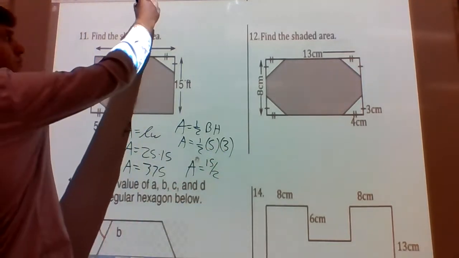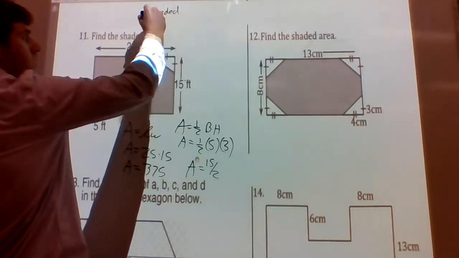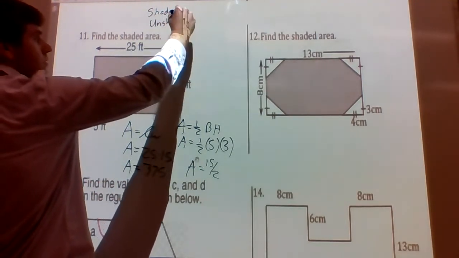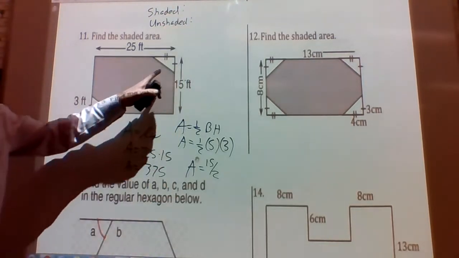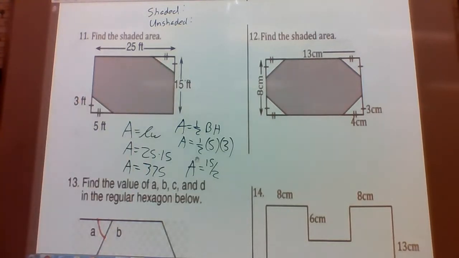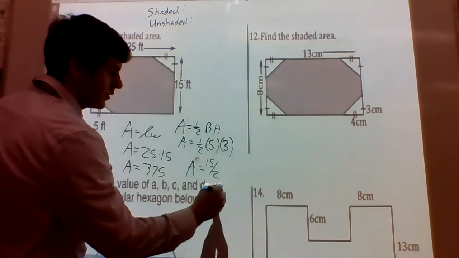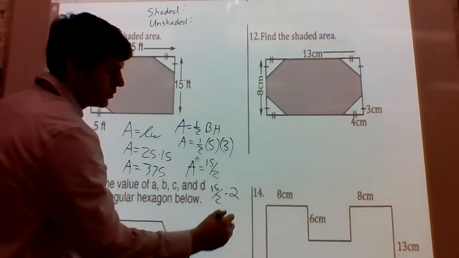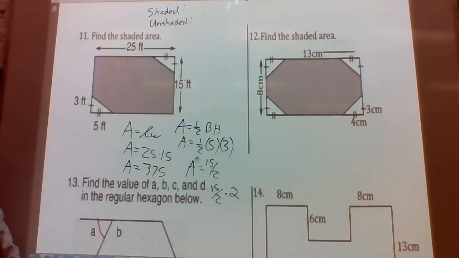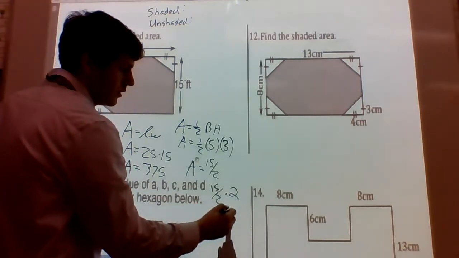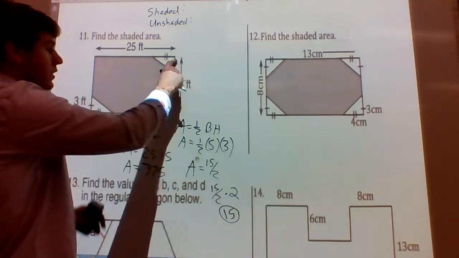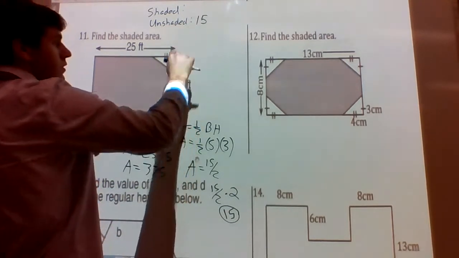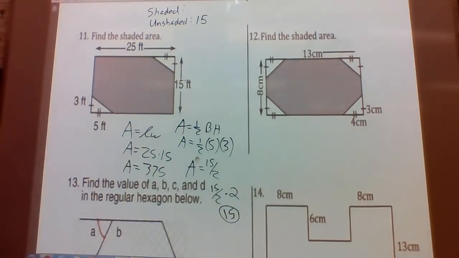Okay. We want to find the shaded and unshaded areas. So the area of one triangle is 15 over 2. So we have another triangle, so we have 15 over 2. We multiply by 2 because there are 2 triangles. 15 over 2 times 2 is going to equal 15. Okay, so the unshaded area is going to be 15. The unshaded area is composed of 2 triangles. Each triangle has an area of 15 over 2.